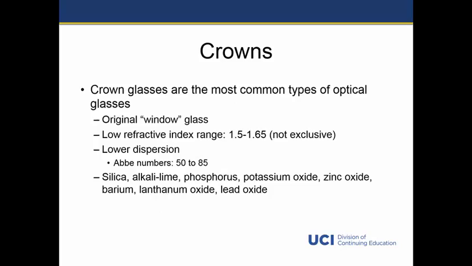There are two typical characterizations of glass or definitions of materials. They're referred to as crowns or flints. Crowns are the most common types of optical glasses. The original window glass, if you will, was a crown material. They tend to have a lower refractive index range, from about 1.5 to about 1.65, but that doesn't mean they can't be outside that range. They also tend to have what's referred to as an Abbe number that is higher, say in the range of 50 to 85.